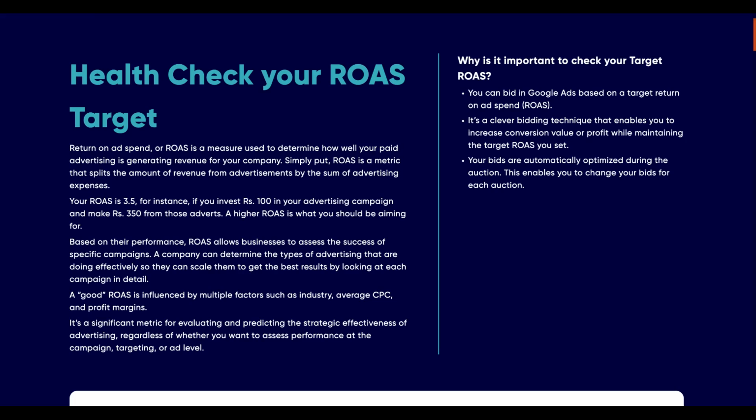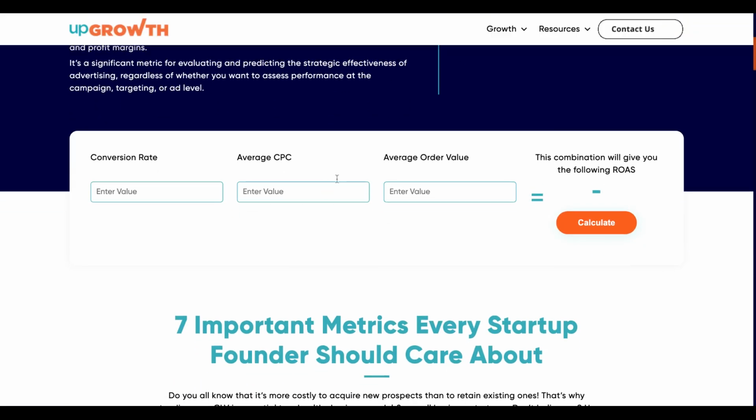In today's video, I will walk you through our target ROAS calculator using three input variables. As you scroll through this interface, it's a very nifty calculator where we have three required input fields: conversion rate, average CPC, and average order value. So let us break these down a bit further.